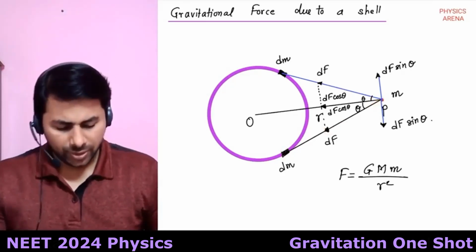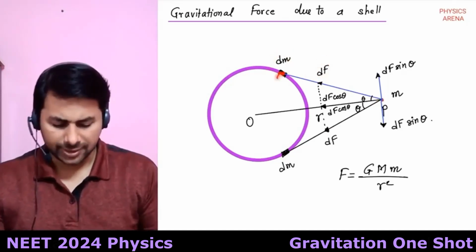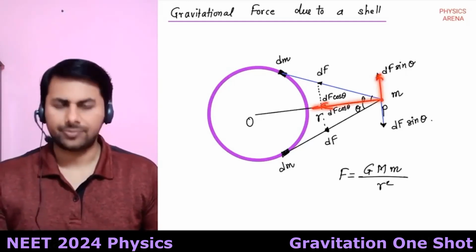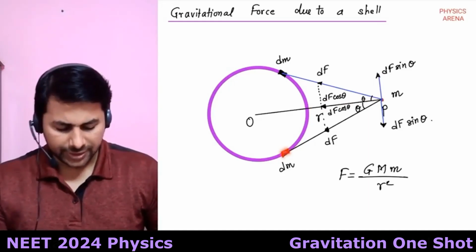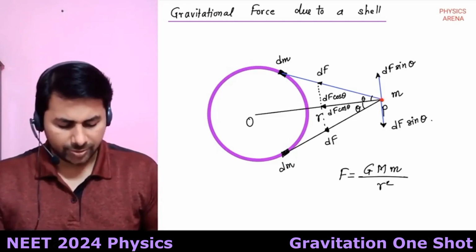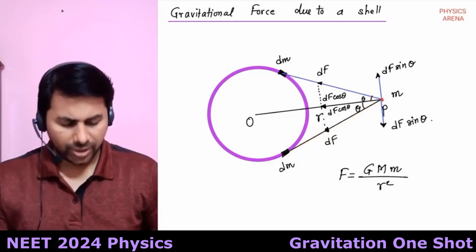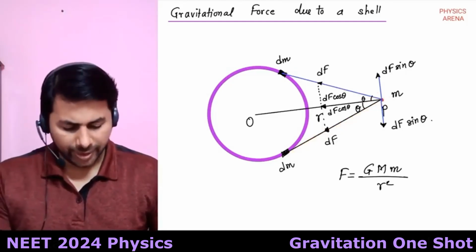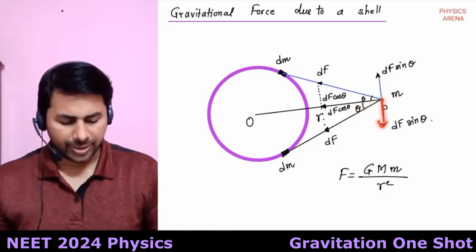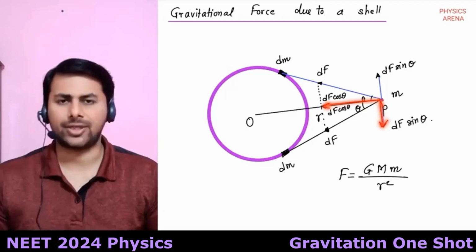Okay. Now you can resolve this force df due to this small mass element along two perpendicular directions, like this one and this one. And you have considered the same amount of mass here, whose distance from this point is equal, right? This distance and this distance is equal. Then it will also exert the same amount of force, but in this direction. You resolve that force also along two perpendicular directions. So one will be in this direction, one will be in this direction.